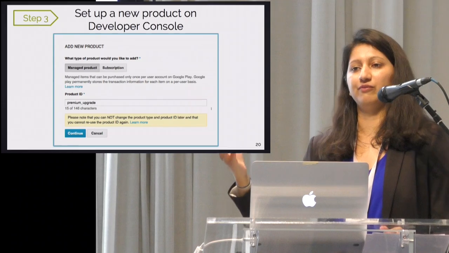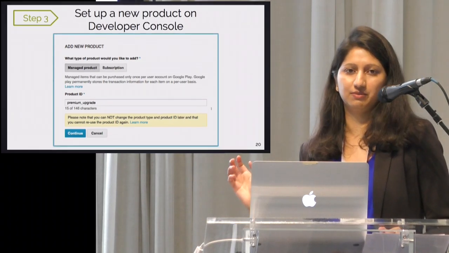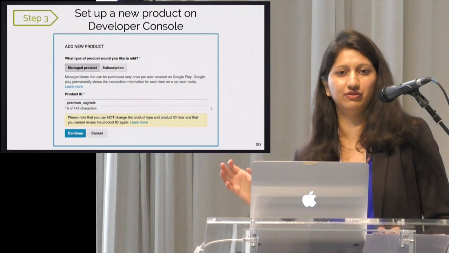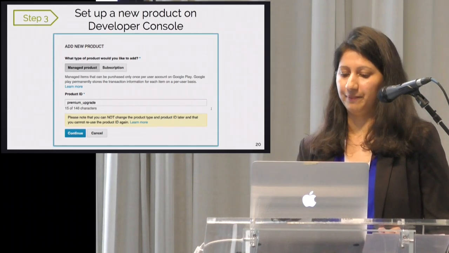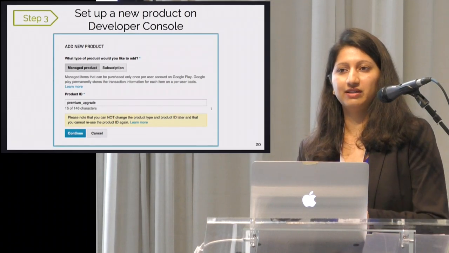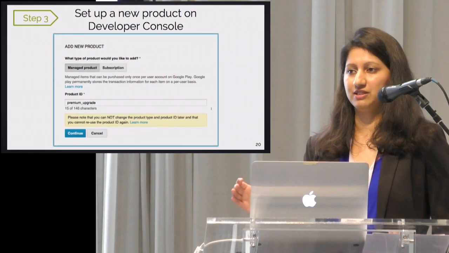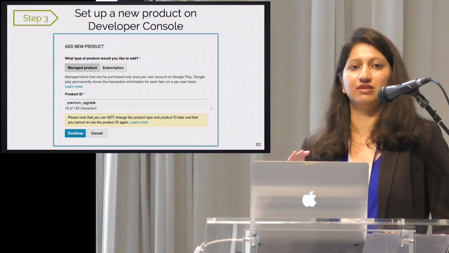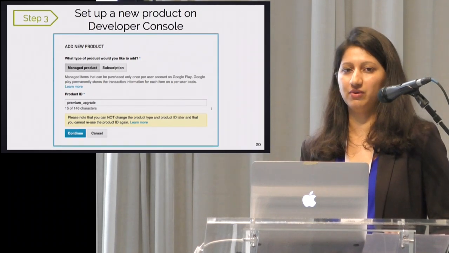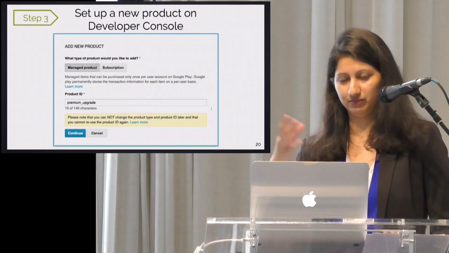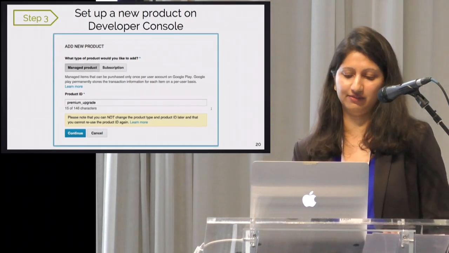It'll take you to a form where you can enter prices, local prices, price point, descriptions, free trials, and all of that. Remember, once you set up your product and hit activate, there is no way to delete it. So a price point, if it's 99 cents, it's 99 cents forever. If you want to change your price point, you have to create a new product with whatever your new price point is and then hit activate.